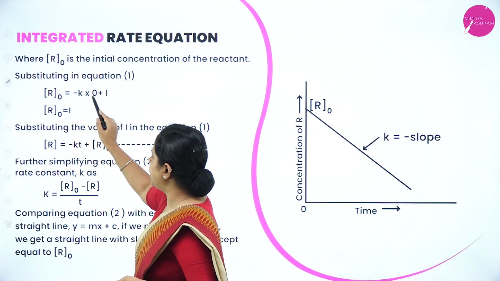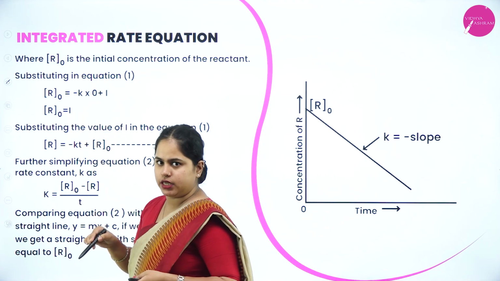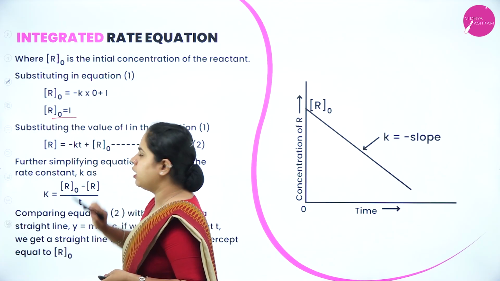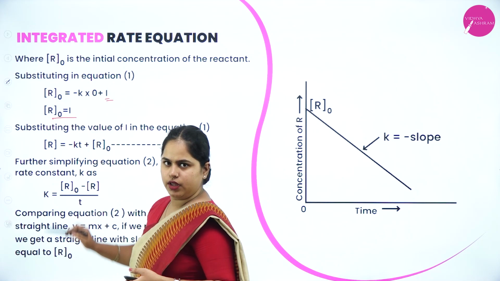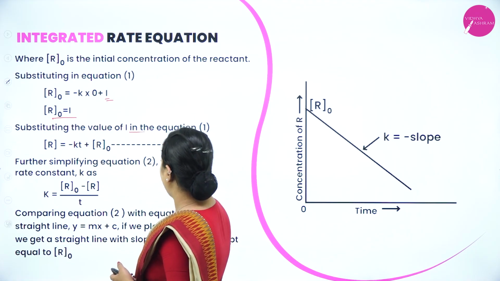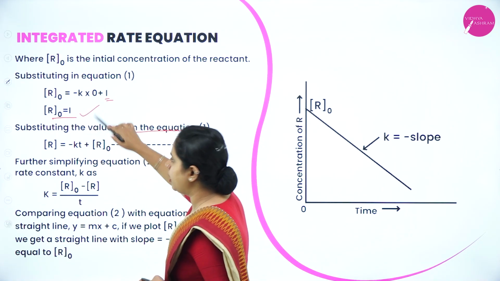So what you are going to get? R0 will be equal to minus k into, in place of t it will be 0, plus I. So R0 is equal to I. K into 0 is 0 itself, so what you will have is I itself. Now substituting the value of I in equation 1. Now you got the value of I here.